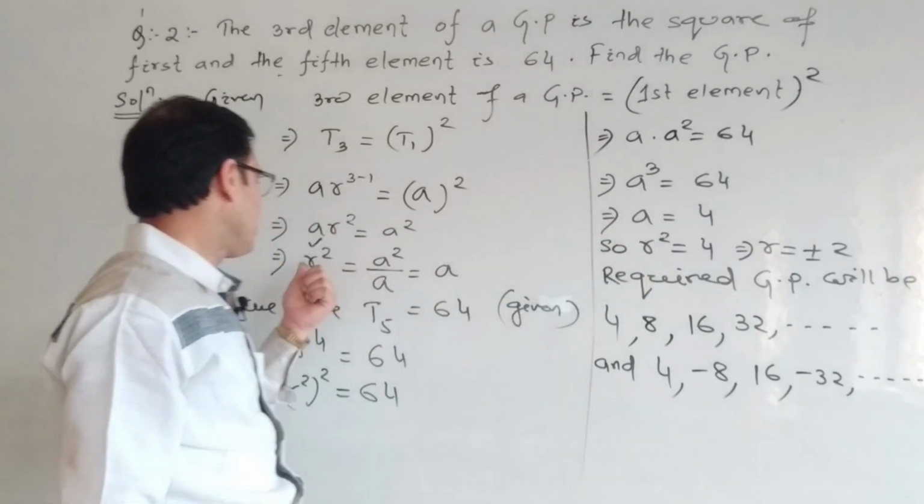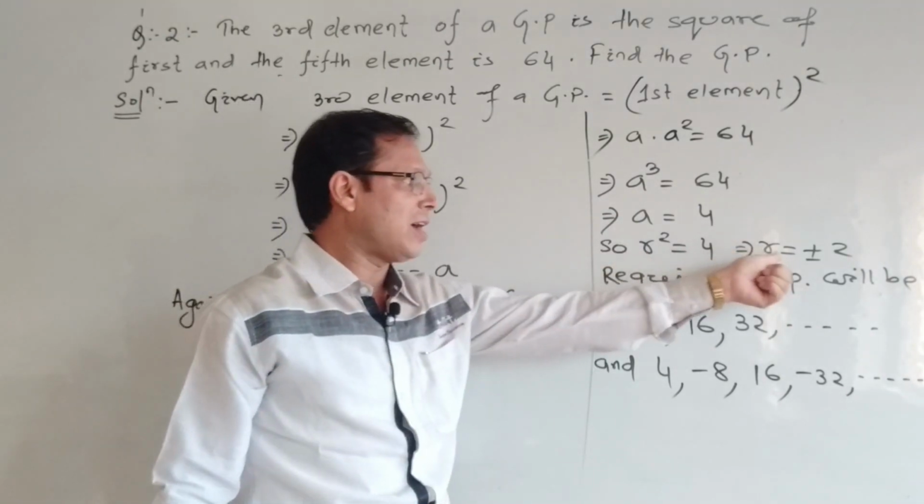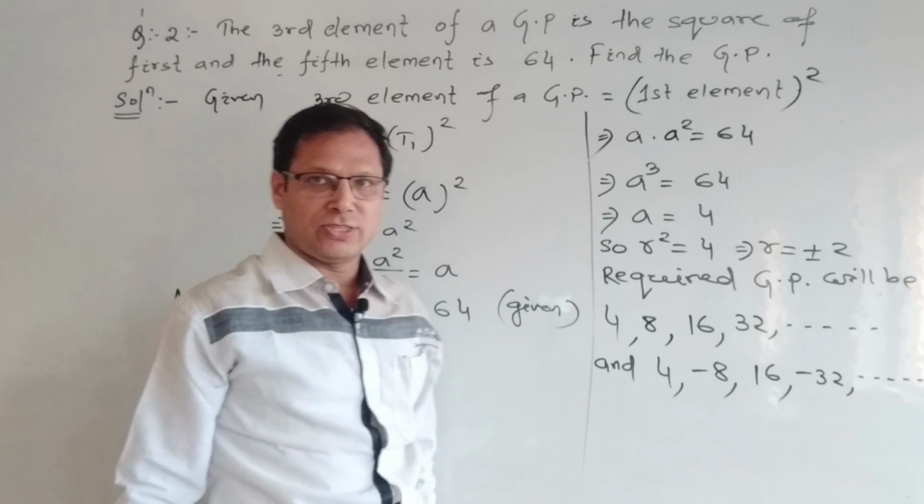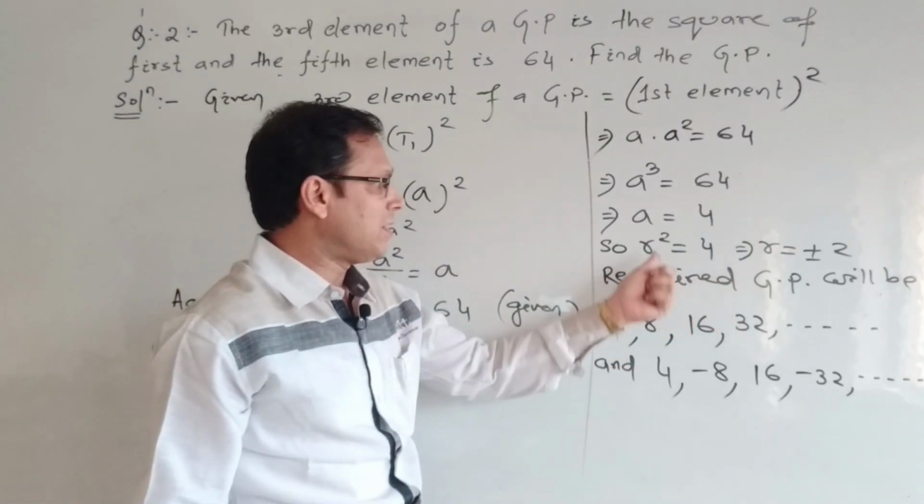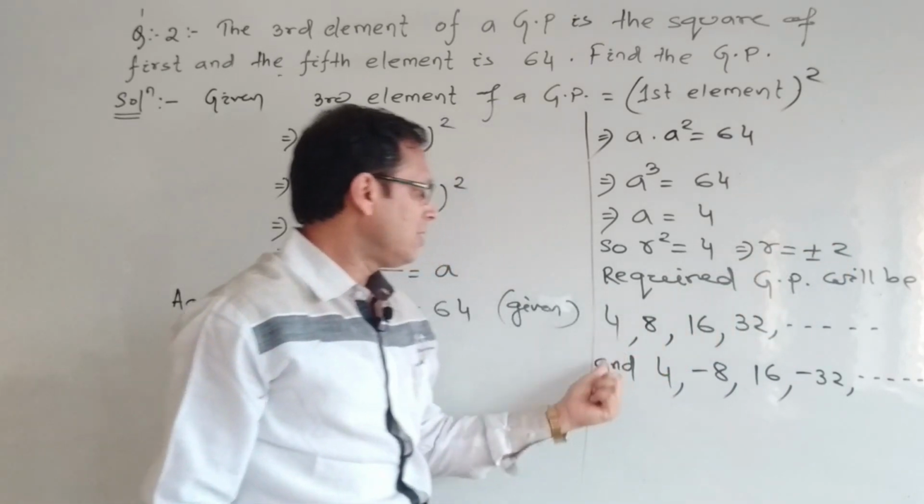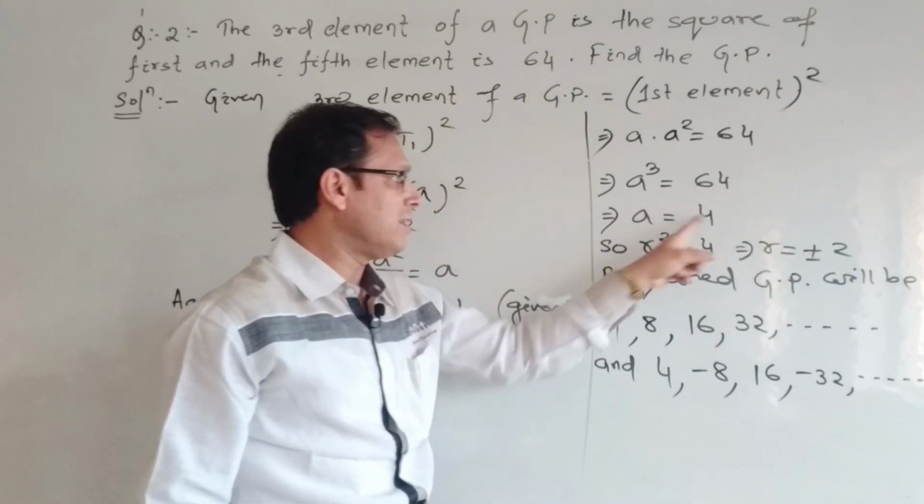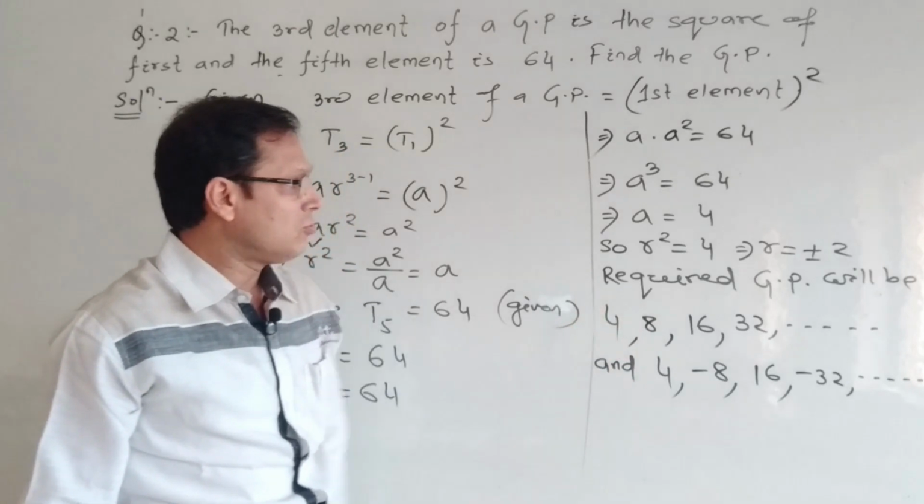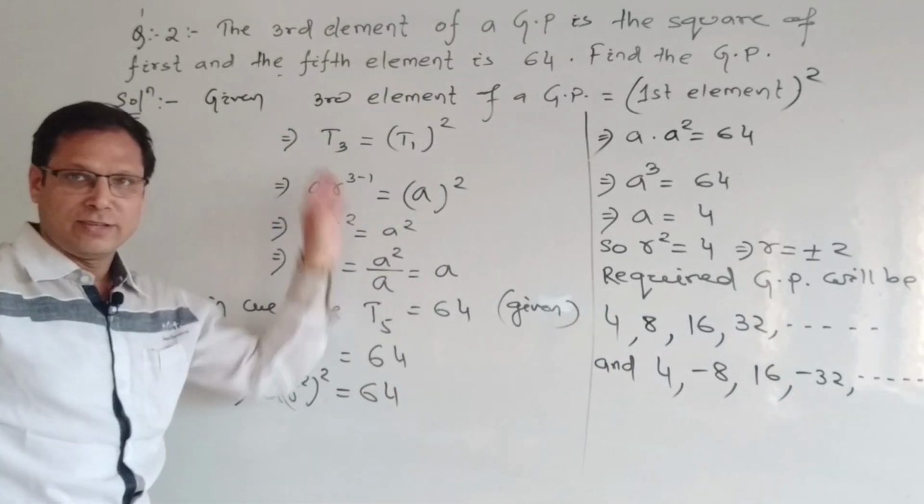Then taking R square is equal to A, that is R square is equal to 4, R is equal to how much? Plus minus 2. Now the required GP, taking R is equal to 2, one GP, another GP will be found taking R is equal to -2 and A is equal to 4. So these are the two GP according to the given condition. So make it a note.